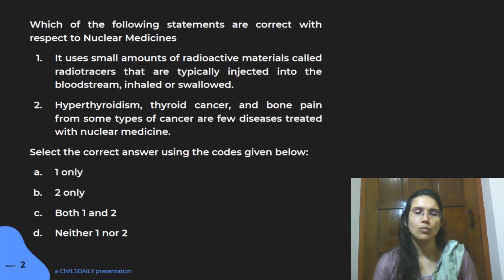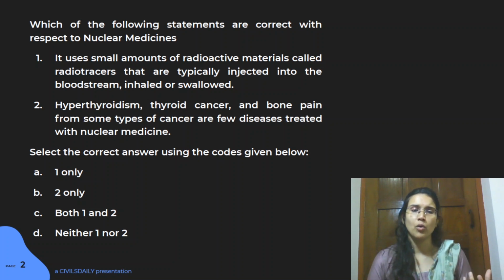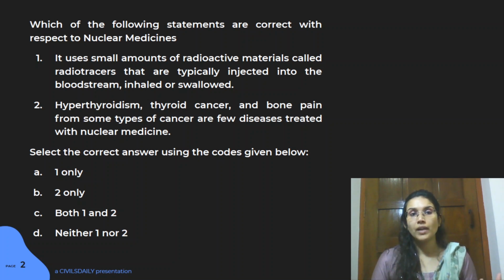Why was it in the news? Because the Bhabha Atomic Research Center had evolved the design for this particular type of first nuclear medicine. That is why it was in the news, and it's important because it allows radioactive isotopes to have an application in medical sciences. So that was the reason why this news was there in your current affairs.